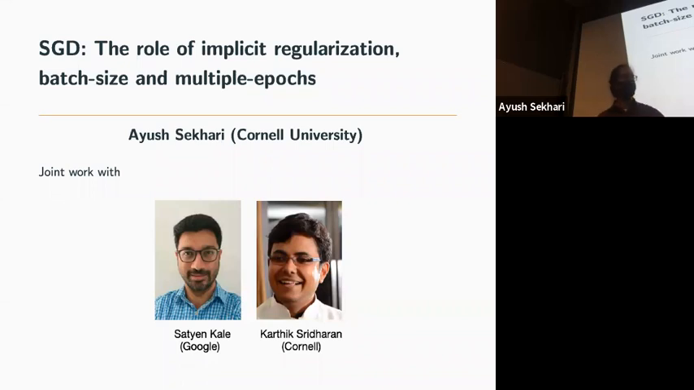Ayush Sekhari is a PhD student at Cornell, and he happened to be in town. And so he's done some really cool work in the intersection of theory and the theory of machine learning. And today he's going to be telling us about SGD, the role of implicit regularization, batch size and multiple epochs, a very exciting area where I think we don't really quite know what's going on here, and hopefully Ayush will help illuminate it for us a little bit. Without further ado, take it away.